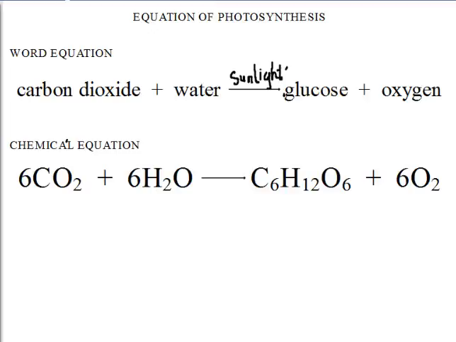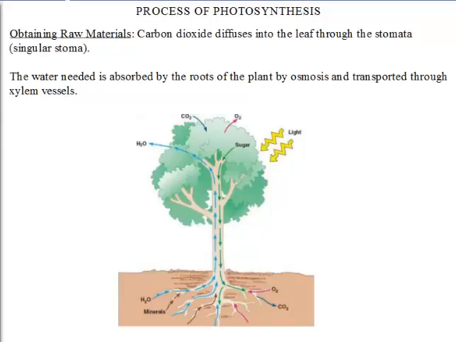For photosynthesis to take place, we need carbon dioxide and water combined in the presence of sunlight, and this will give us our glucose and oxygen as the byproduct. Now let's go and see the process of photosynthesis. Now this process has been divided into two.